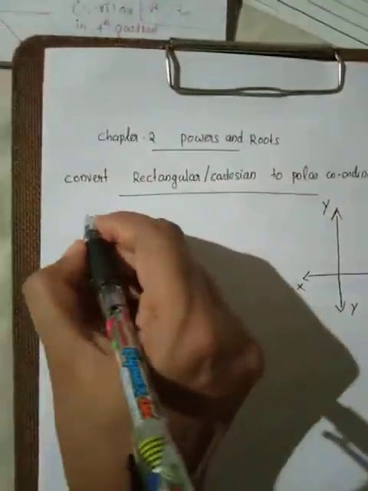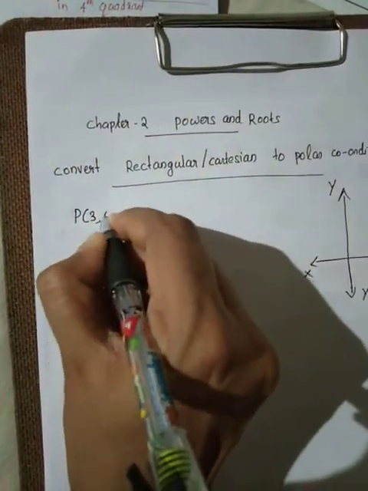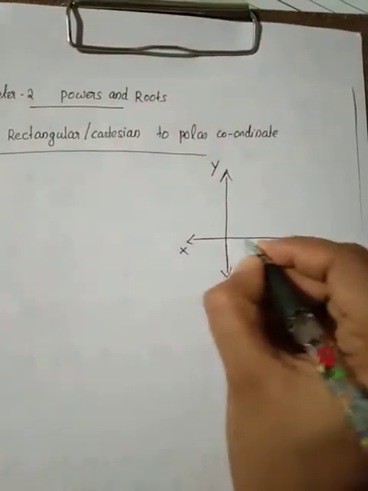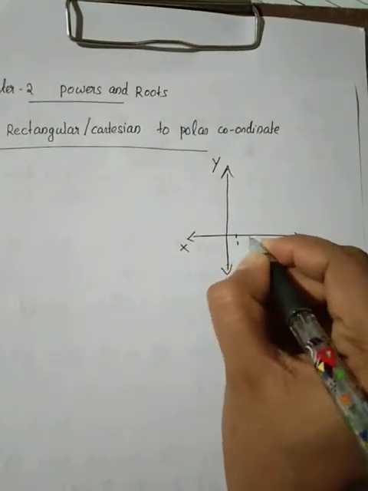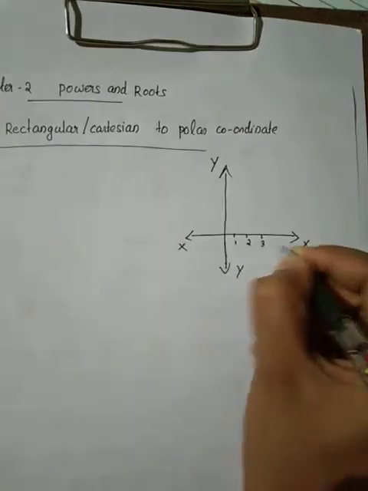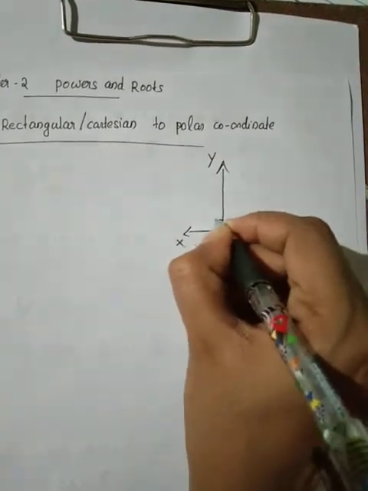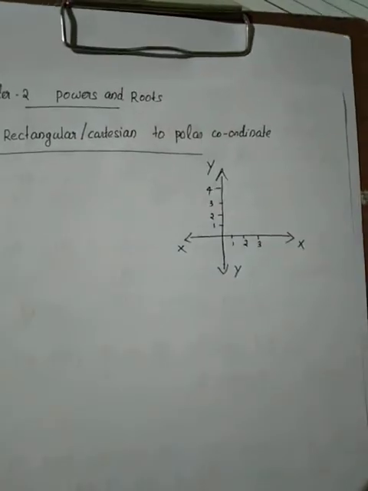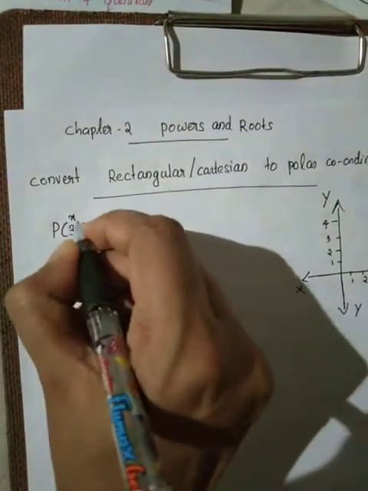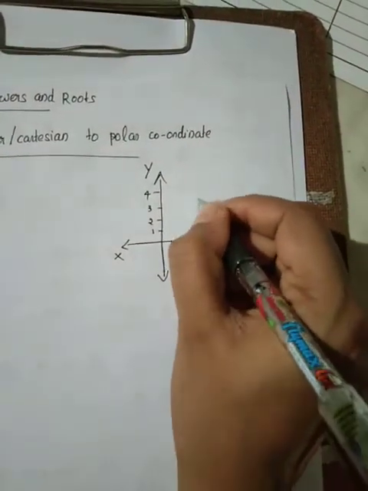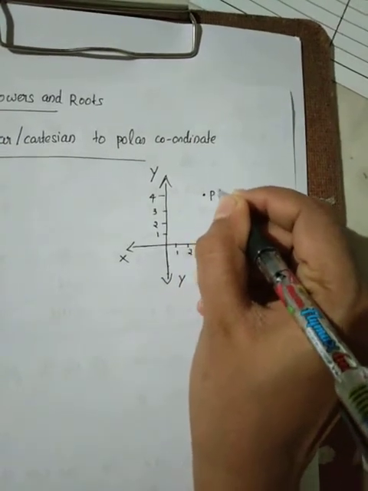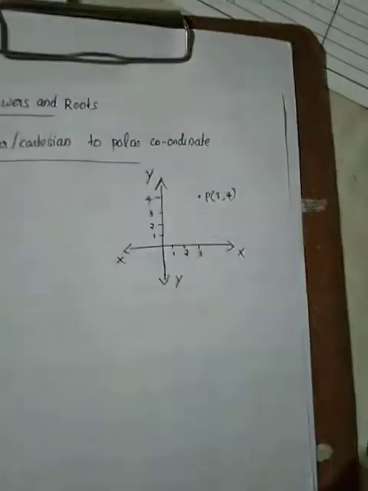Now as an example, let me take a point P of 3, 4. Then 1, 2, 3 along the x axis as marked and 1, 2, 3, 4 as marked along the y axis. So x and y coordinates. Then we get a point in the Cartesian plane here, P of 3, 4.